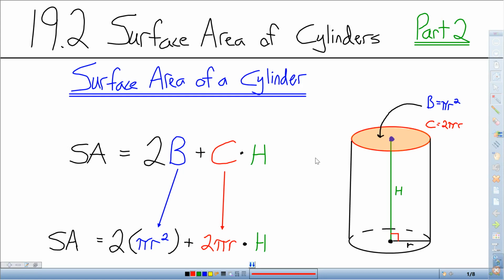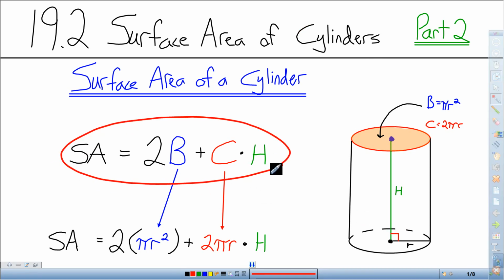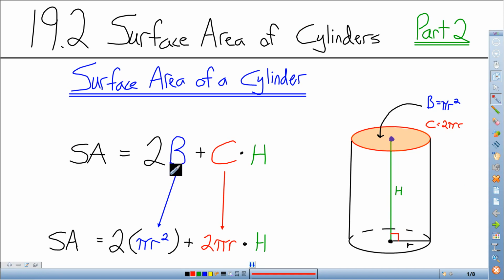What's up, everybody? So we're going to be getting into 19.2 part 2 today, looking at the surface area of cylinders. All right. So, first thing, here's the formula for the surface area of a cylinder, but you can see that I've shown what's going to be plugged into these values. Get this whole thing, draw yourself a cylinder, and then we'll get going.